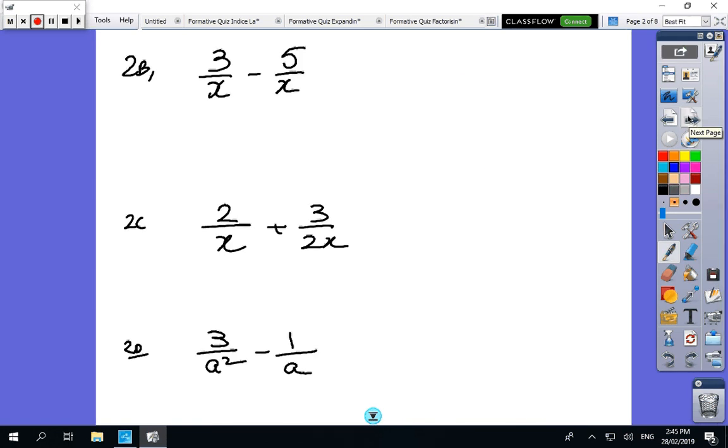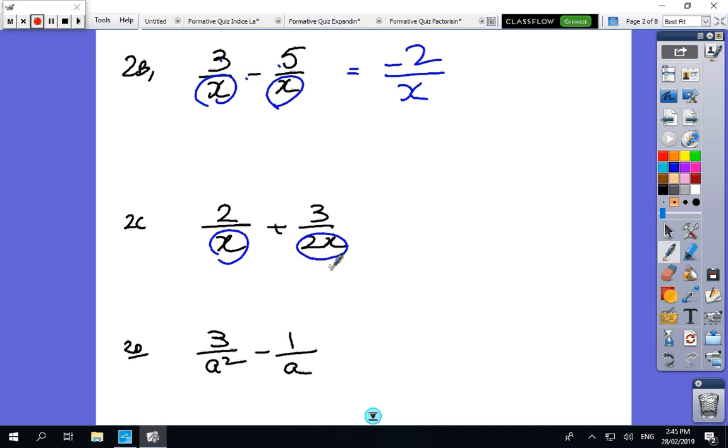Okay, so here's one with letters on the denominator. Again, we're adding and subtracting, so it's what is the common denominator. So have a go, and when you're ready, come back. Okay, these are the same denominators, so we can just put that down, and then 3 minus 5 is minus 2. Okay, that's the first one.